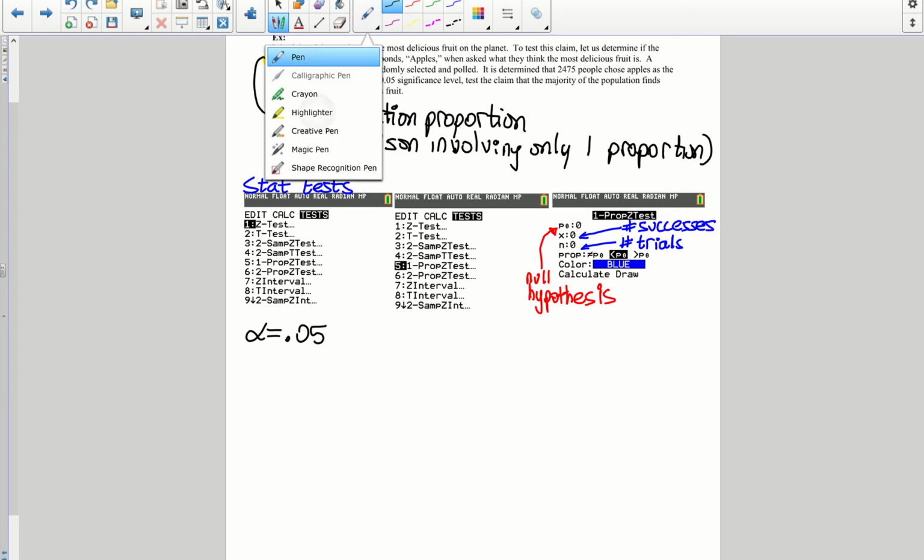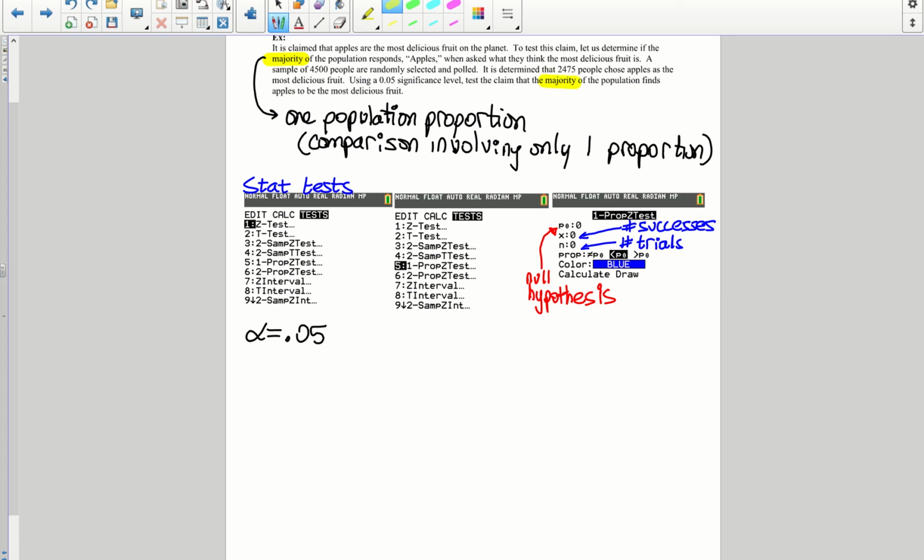If I can get my pen to work, I can actually write it. All right, so we have to state the null and alternative hypotheses. My Lord. That just takes too much effort to even write.